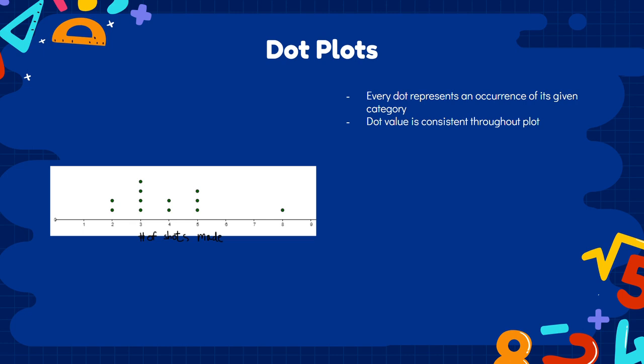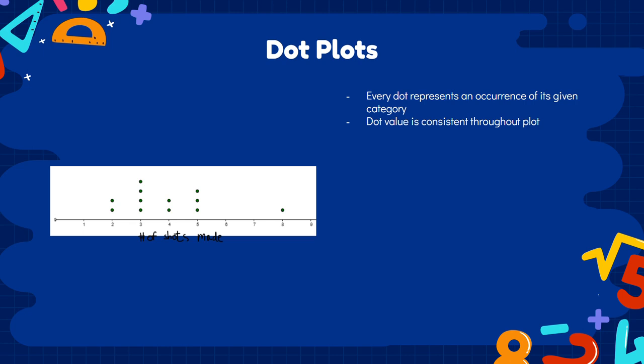So that dot above 8 represents one person making 8 shots. The 3 dots above 5 represent 3 people making 5 shots. And then 2 people made 4 shots. 4 people made 3 shots. And 2 people made 2 shots.